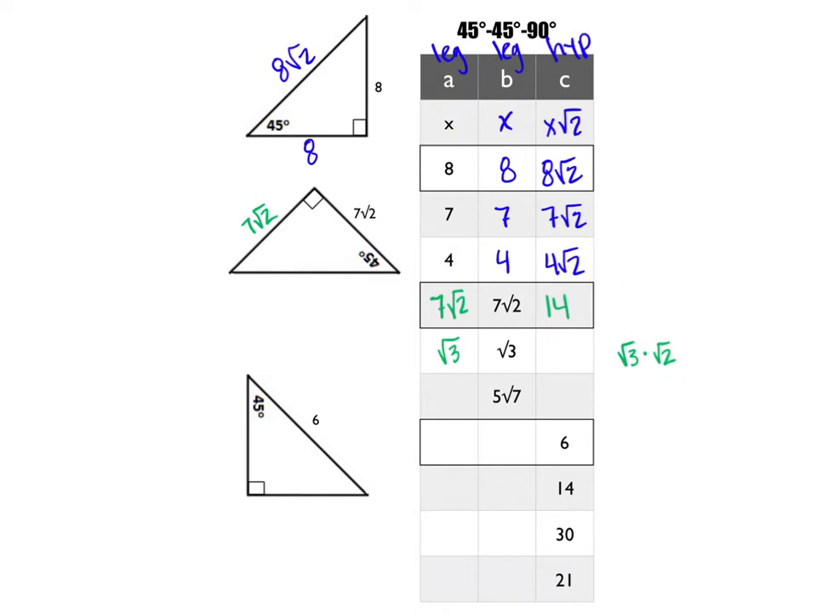So in this case, I have square root of 3 times the square root of 2. That's the same thing as saying the square root of 3 times 2, which is just the square root of 6, and that can't be simplified.